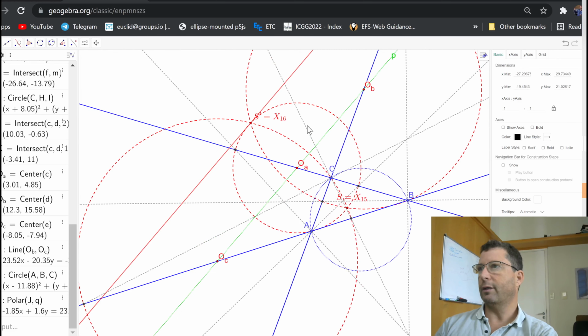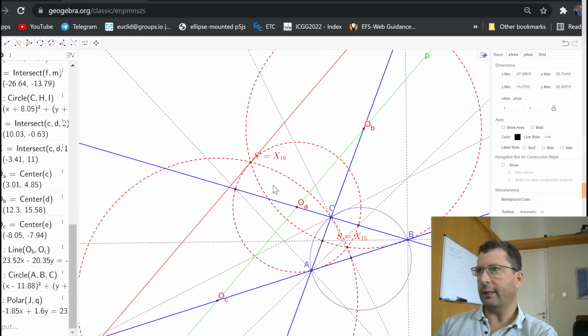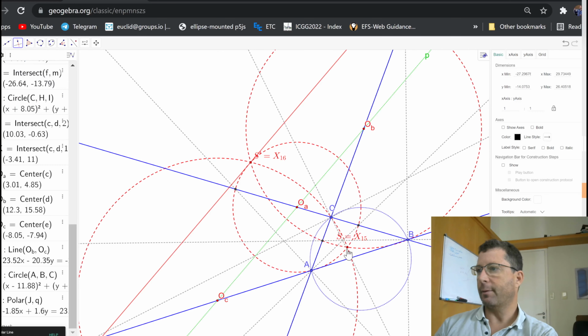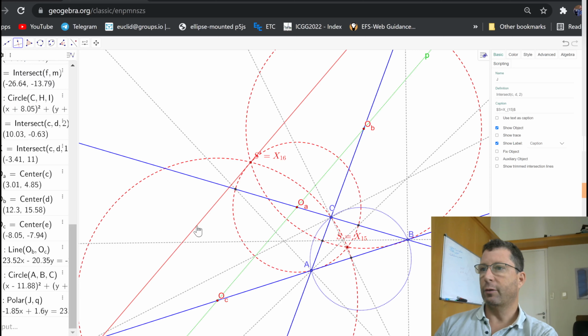And there it is. So the polar of X15 with respect to the circumcircle is a straight line that seems to go through X16. What you want to know, to see if X16 is the proper inverse of X15, is whether a perpendicular dropped from X15 onto the polar lands at X16. So let's go ahead and draw this perpendicular, from X15 to this polar here.